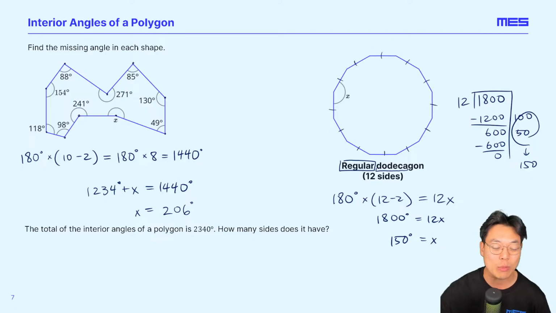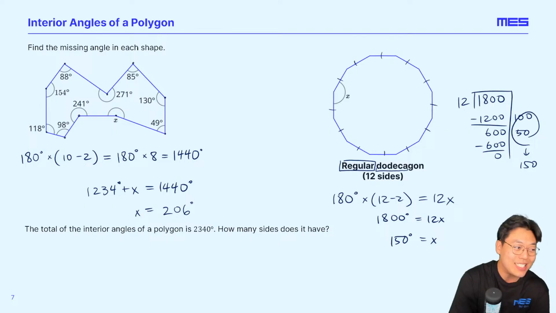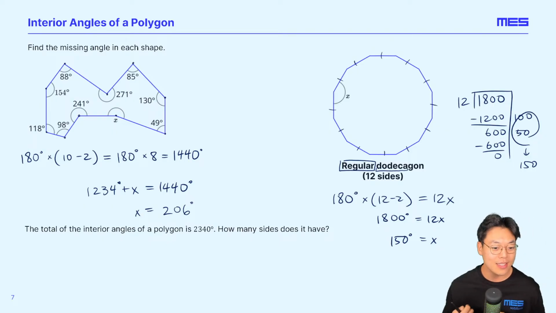One last practice problem before we move into some new ideas. The total of the interior angles of a polygon is 2340. How many sides does it have? How do we figure this one out? Now we're working a little backwards, right? We're no longer given the number of sides. This time we want to find how many sides this polygon has.